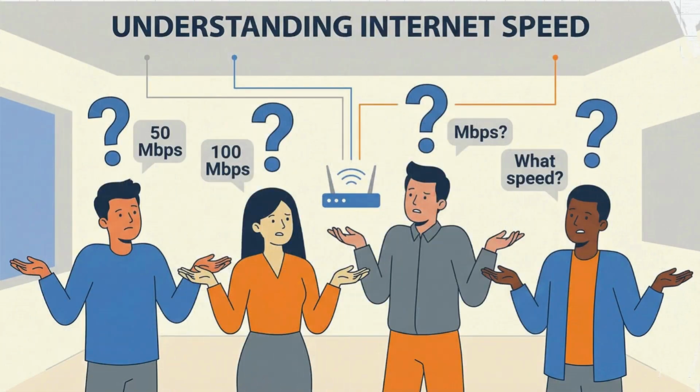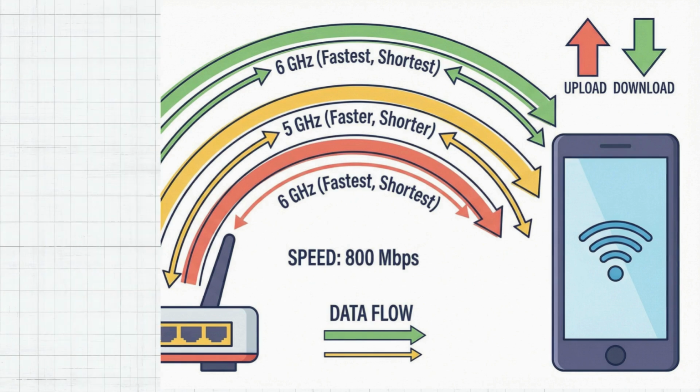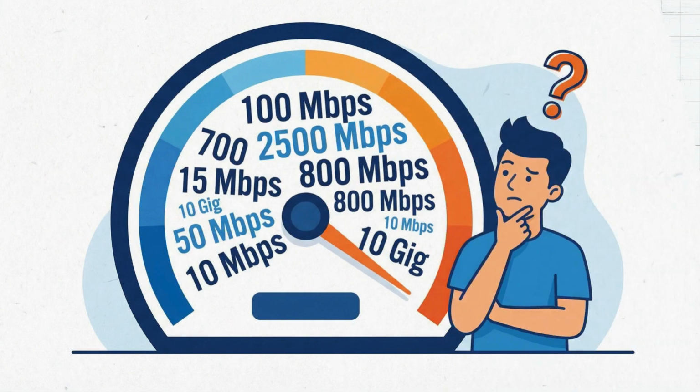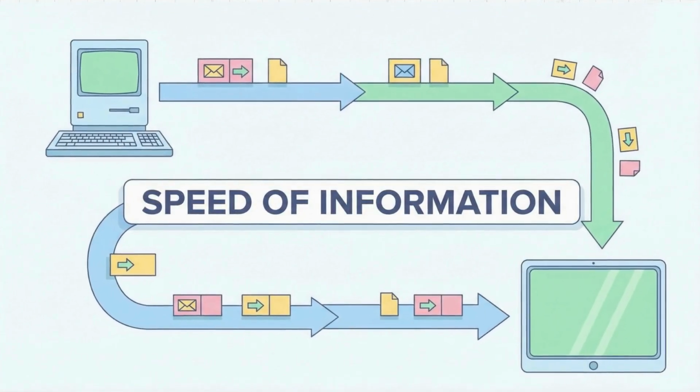When people talk about internet speed, they usually throw around numbers without really explaining what they mean. You hear things like, my Wi-Fi is slow, or this plan is 100 megabits per second, but behind those numbers is a simple idea: how fast information moves from one place to another.